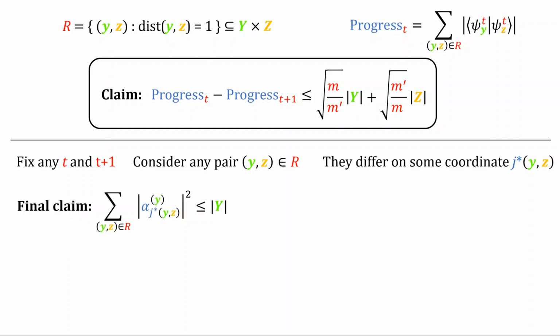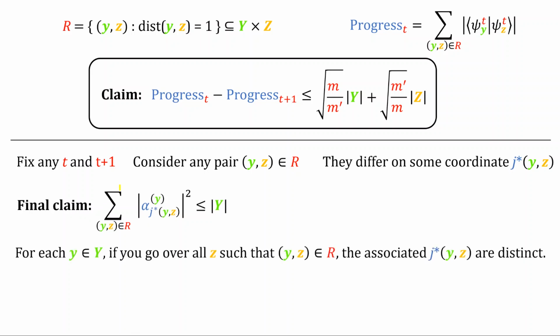And believe it or not, this is actually easy. So to see it, take a look at the sum. It's summing over all pairs yz in the set R, but think of it as first summing over all little y in capital Y, and then going over all mates z, which go together with y in the relation R. So for each fixed little y, if you look at all these z's in R, each of these z's is some string that differs from y on a single coordinate.